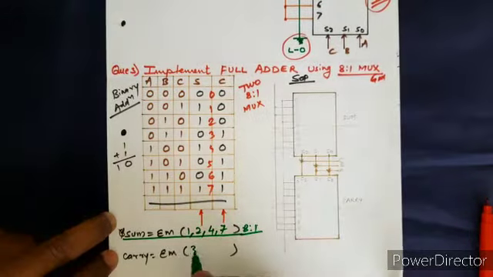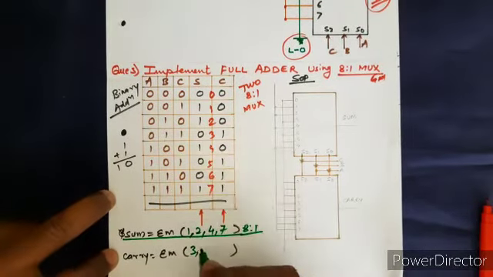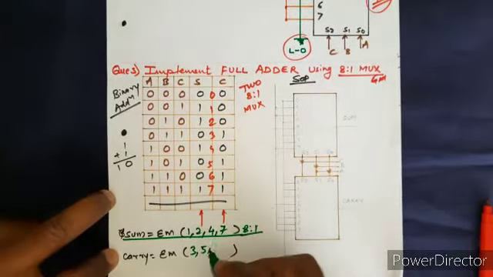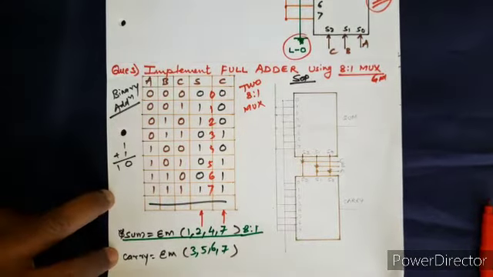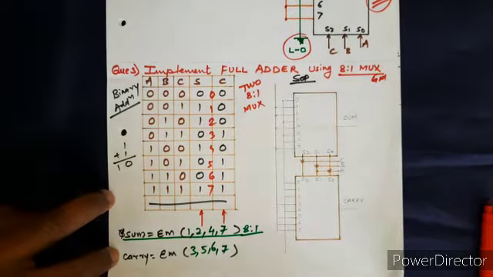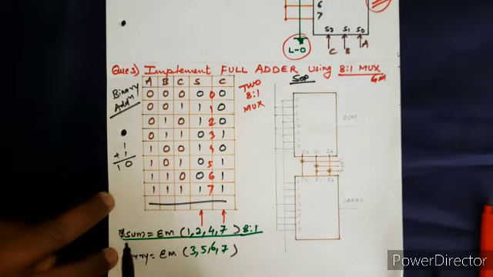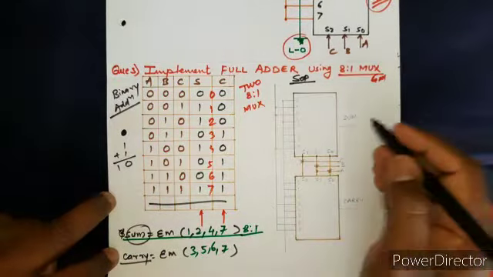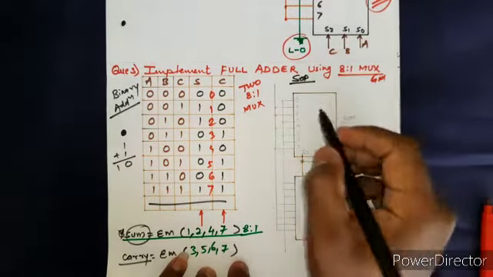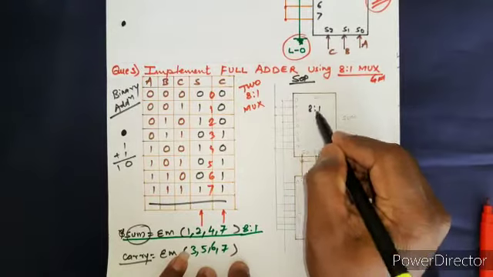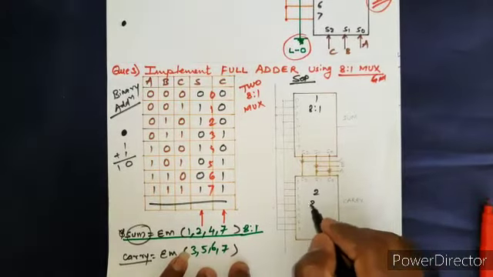Now which numbers correspond to binary 1 for the carry column? It is 3, 5, 6, 7. So now these are two equations. One equation is for sum, another equation is for carry. And you can see we have taken two 8:1 muxes, this is the first 8:1 mux, and this is the second 8:1 mux.